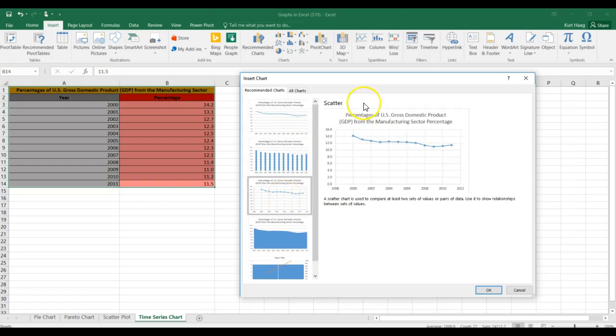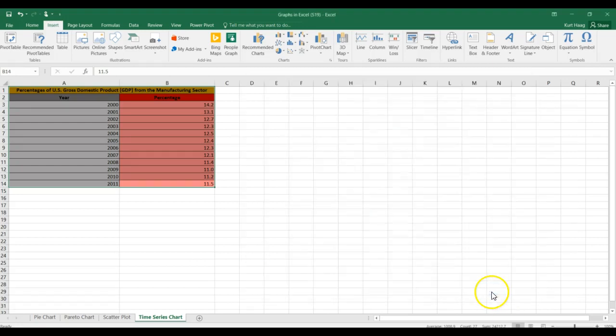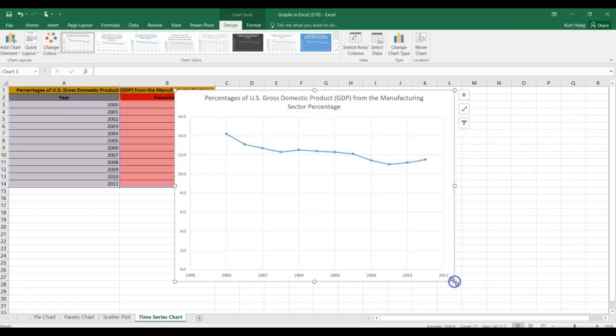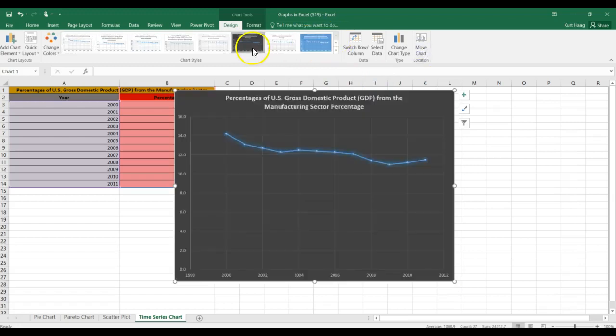This one's kind of nice because it's got the grids and then the dots at each particular point in time. It's kind of a nice graph. I might consider changing how it looks a little bit. It's a little easier to read.